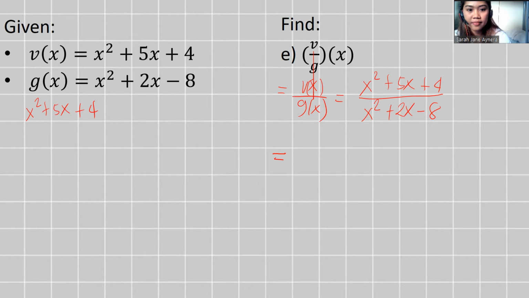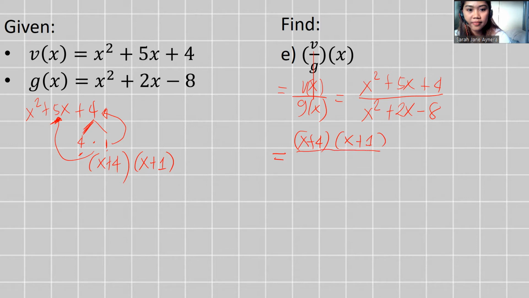When factoring trinomials wherein the leading term is 1, you are going to find factors of 4 such that the sum is equal to 5. That is 4 times 1. When you multiply, this is equal to 4. When you add these two, that is equal to the middle term, which is 5. So the factors are x plus 4 and x plus 1. So we can rewrite the numerator as x plus 4 times x plus 1.